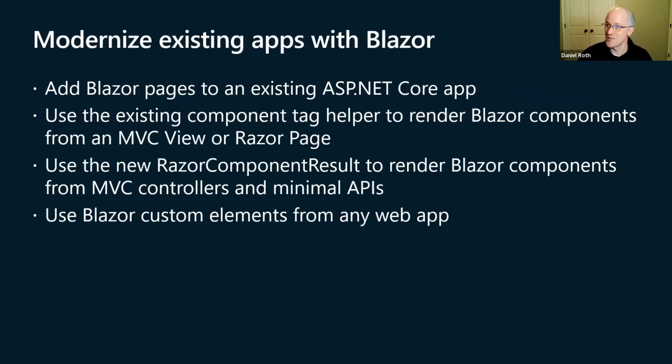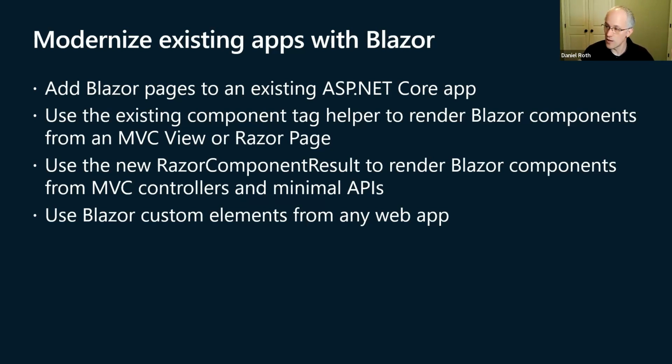If you're not using Blazor, you can still start using Blazor. If you have an MVC app or a Razor Pages app, you can add Blazor components to your existing application. You can just add Blazor component-based pages alongside your MVC views or alongside your Razor Pages. You can even render Blazor components from your CSHTML files.